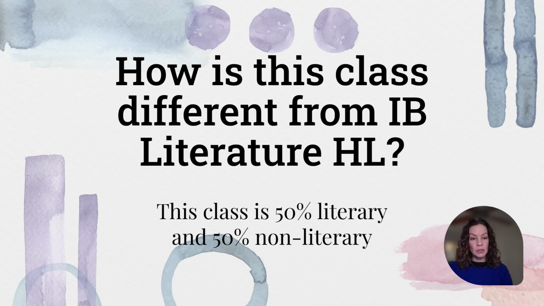So, the main difference between IB Language and Literature and IB Literature, for one thing, the literature course at South Lakes is an HL course, so that's higher level. That means they read more texts. They're doing a lot more reading at home on their own time, and they're moving very quickly through the material. Because our class is standard level, we have fewer texts that we are expected to cover, but also this is 50% literary and 50% non-literary.